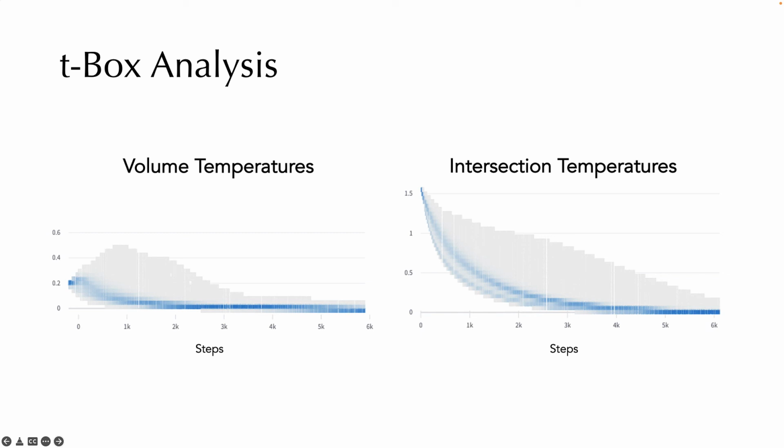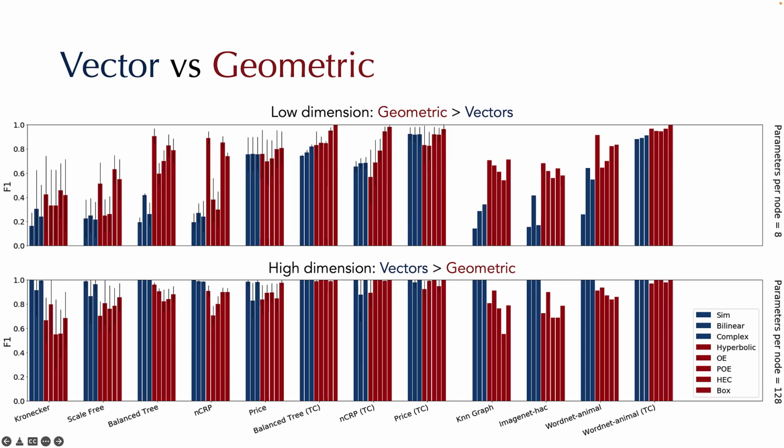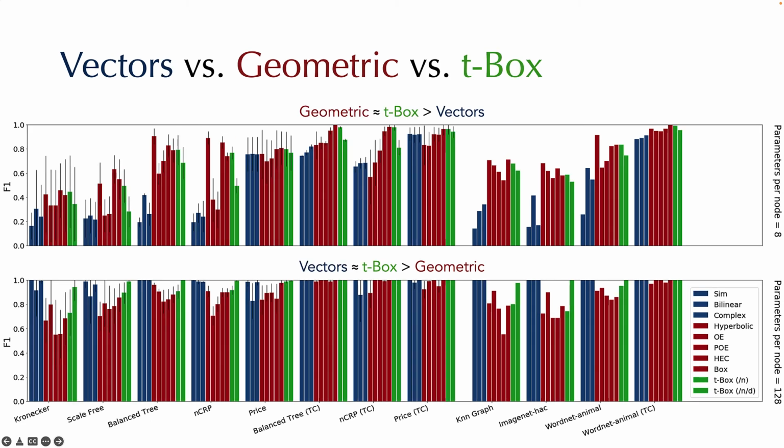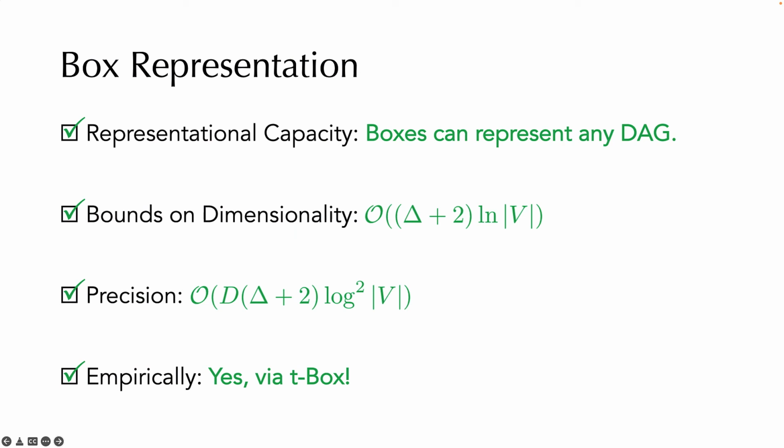Our previous observation was that geometric embedding methods reach a saturation point after which they are not able to take advantage of additional dimensions. However, for T-box, we seem to capture the best of both worlds: increased performance similar to geometric models in low dimensions, and the ability to effectively make use of additional dimensionality, providing us with the empirical validation that boxes can represent any DAG in practice.